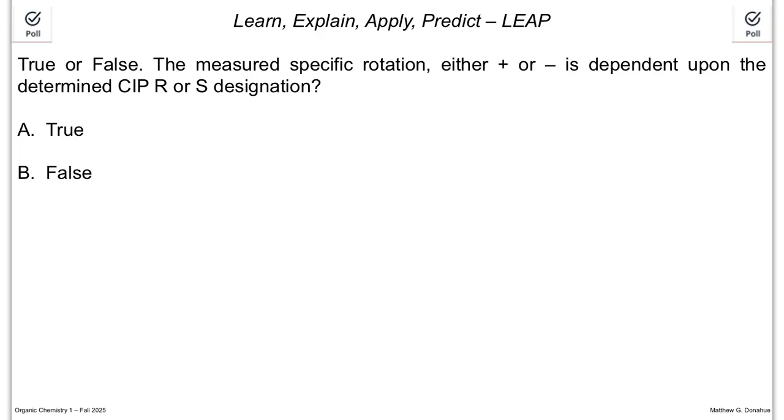So true or false, the measured specific rotation, either plus or minus, is dependent upon the R or S designation. So that one is false. And really, it comes down to it's measured.